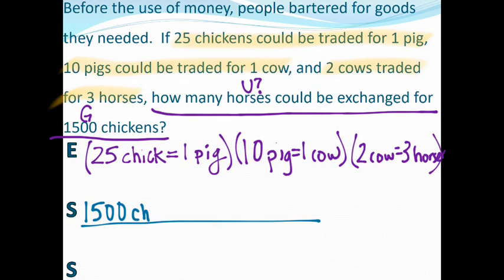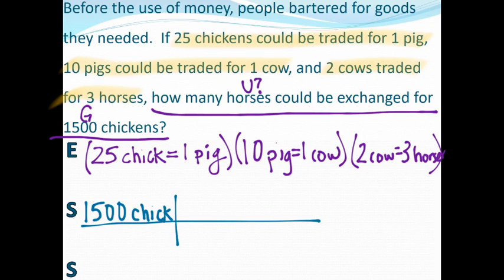1,500 chickens, whatever we've got, and I'm actually going to shorten that down, keep that as just chicks. So that's what I've got. Those are the units that are on top, but I know I don't want those units. I want to get rid of them and try and get to horses.